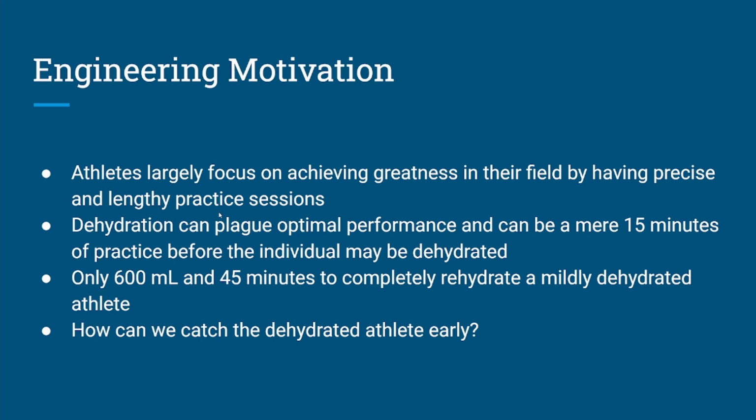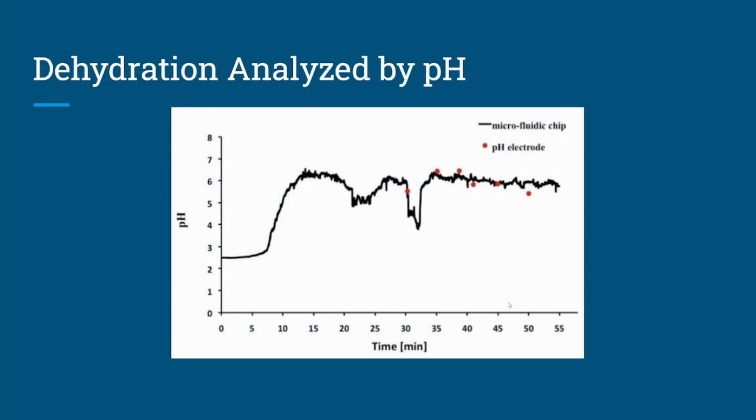So we're going to be taking a look at a graph using pH to perhaps find an avenue to create a device here. This graph plots sweat pH measured over time during exercise. As Anirudh stated, it can take as little as 15 minutes for someone to go from a fully hydrated state to a state of dehydration.